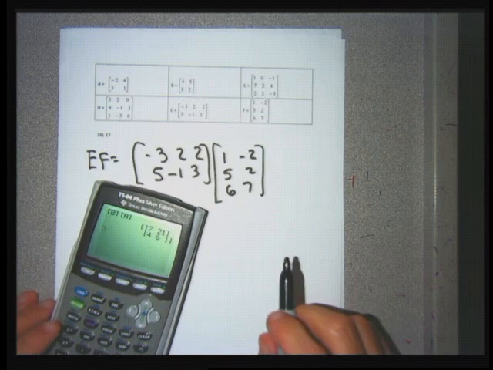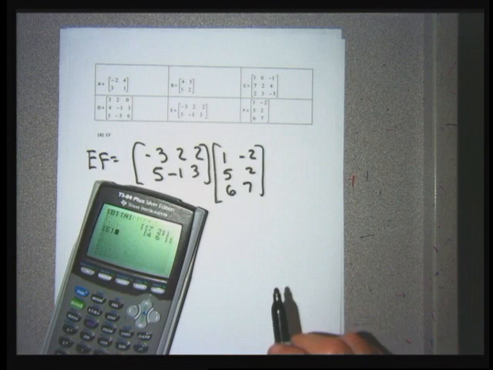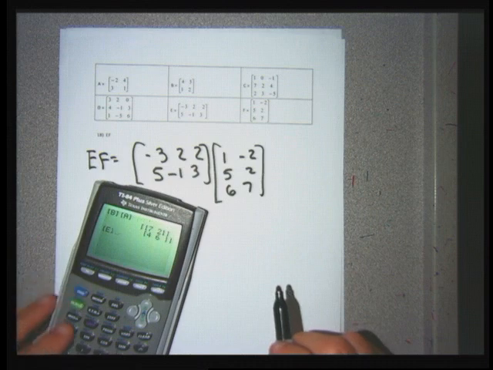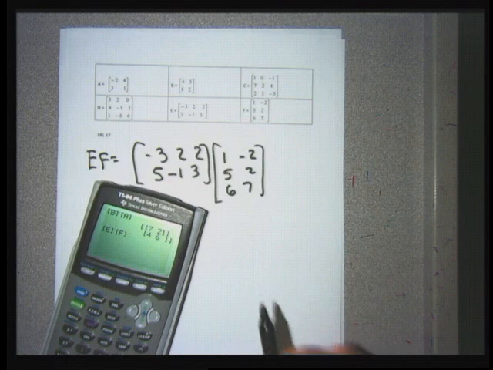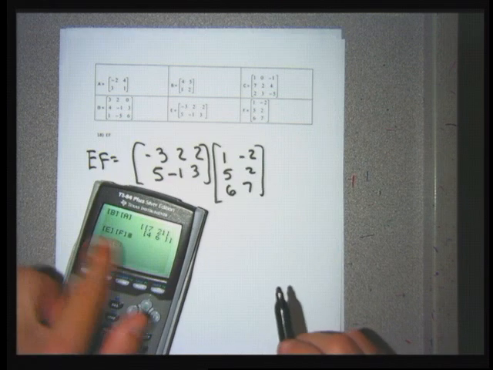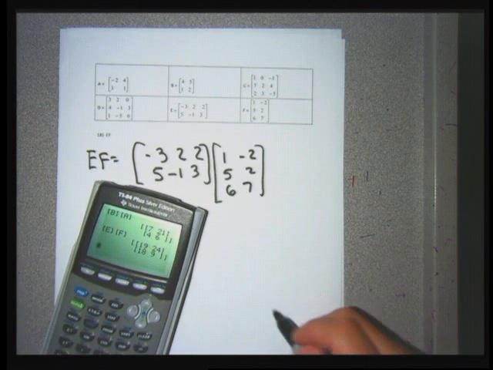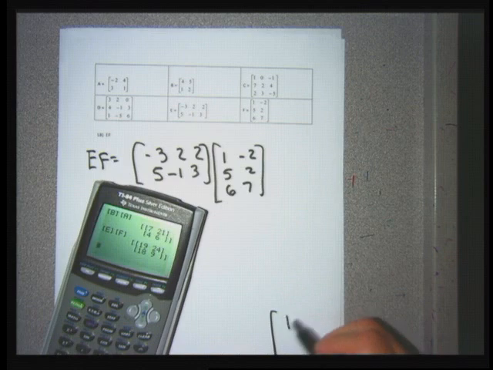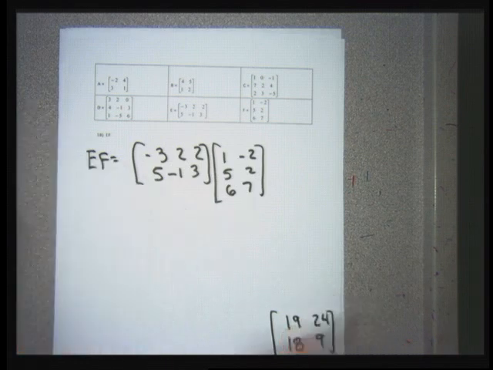So second matrix, get the name E highlighted and hit enter. And then second matrix, get the name F highlighted and hit enter. So that's my calculator's representation of E times F. I have the E matrix and the F matrix, no symbol between, so there's an implied times. And this is supposed to be my answer. My answer is supposed to be 19, 24, 18, and 9. And I'll get it basically the same way.